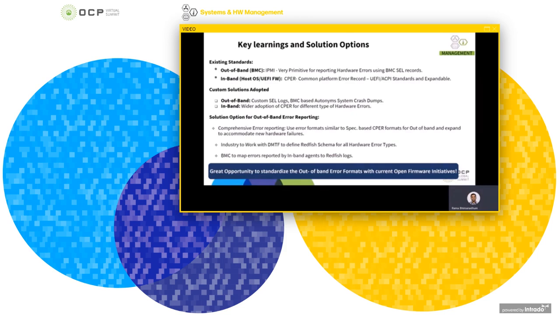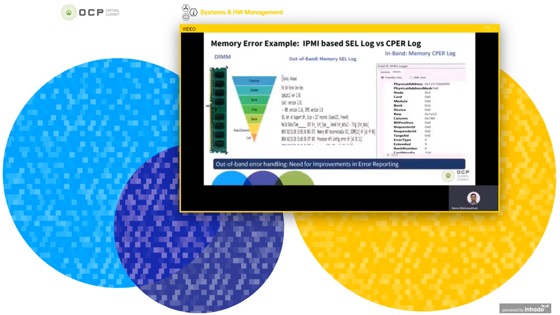The in-band agents like the host OS and UEFI firmware started using the common platform error record. This is UEFI and ACPI standard based. And before I discuss the solution options, I want to show some examples to understand this problem in detail.